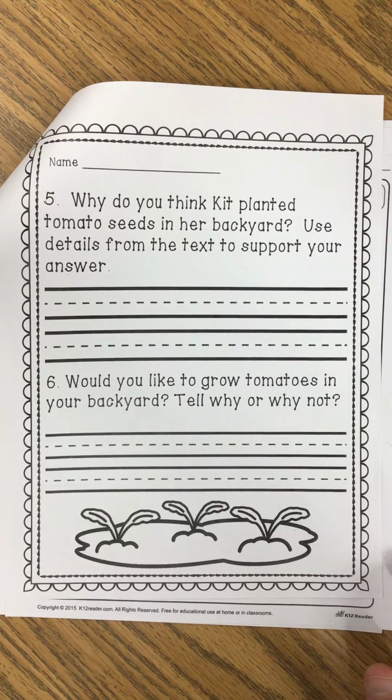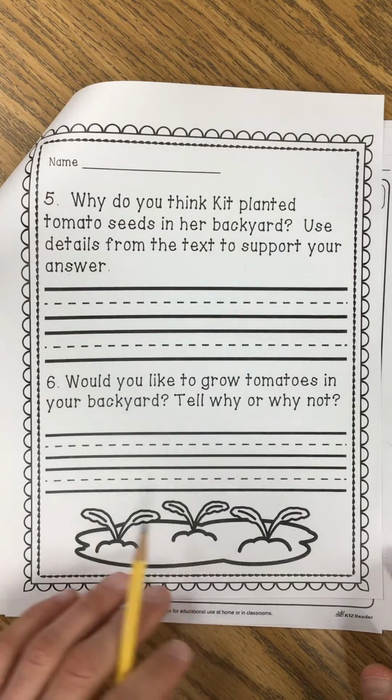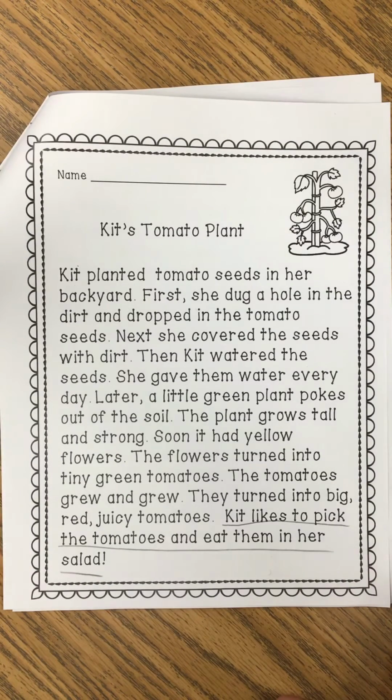Number 5. Why do you think Kit planted tomato seeds in her backyard? Use details from the text to support your answer. To answer number 5, we have to look at the story again. I've underlined the last sentence. Kit likes to pick the tomatoes and eat them in her salad.